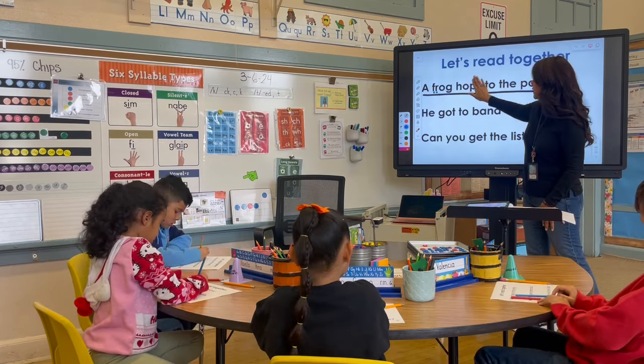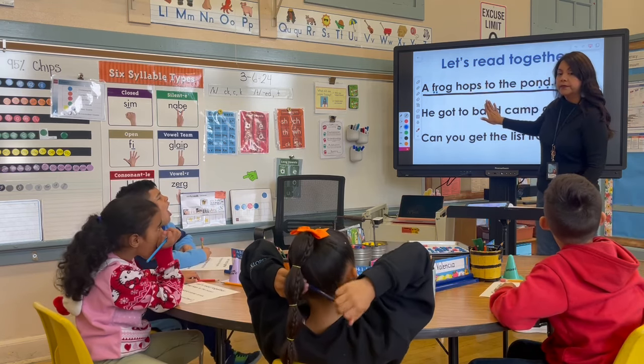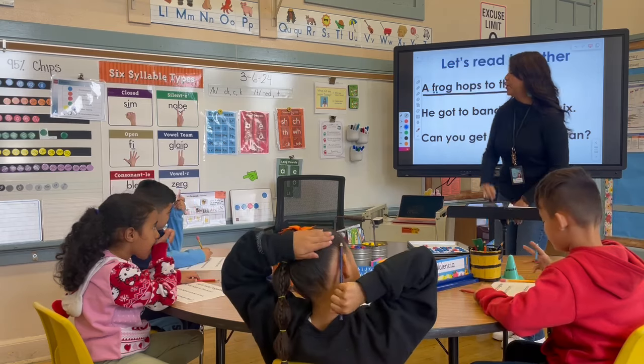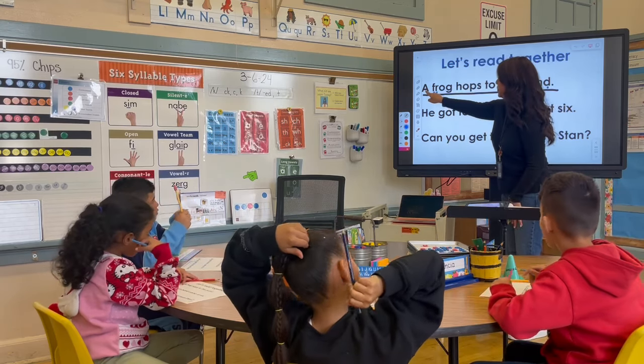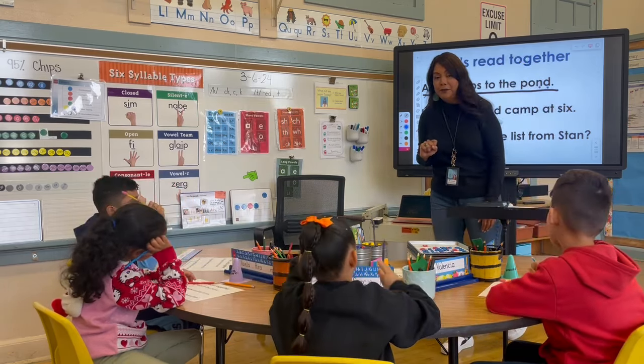So if I read the base word, it's a closed syllable word. Who can read this word right here for me, Miss Campos? Yes. Hop. And when we add an S to the end? Hops, okay? All right, you guys ready? We're gonna read our first word. What's our first word? A, and that was one of our heart words, right?